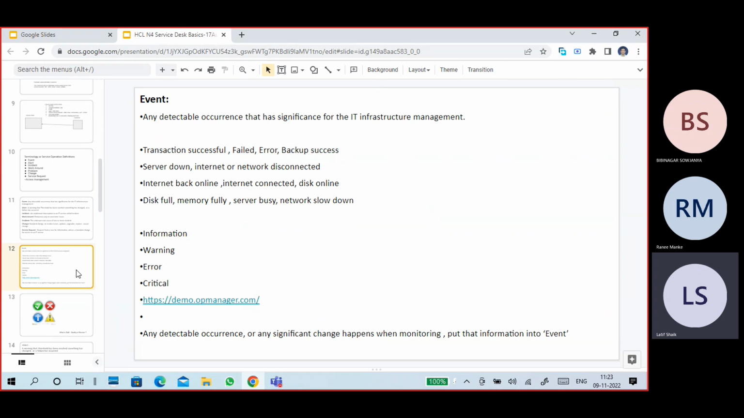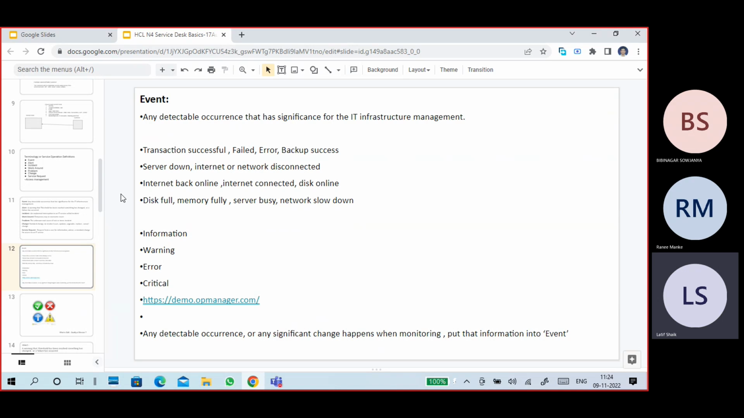And what are the other terminologies in this event management, guys? Again, an event is any detectable occurrence that's significant for the IT infrastructure. In event management, it depends upon what detectable occurrences happen. It can be information, or a warning, or an error, or a critical situation kind of stuff.